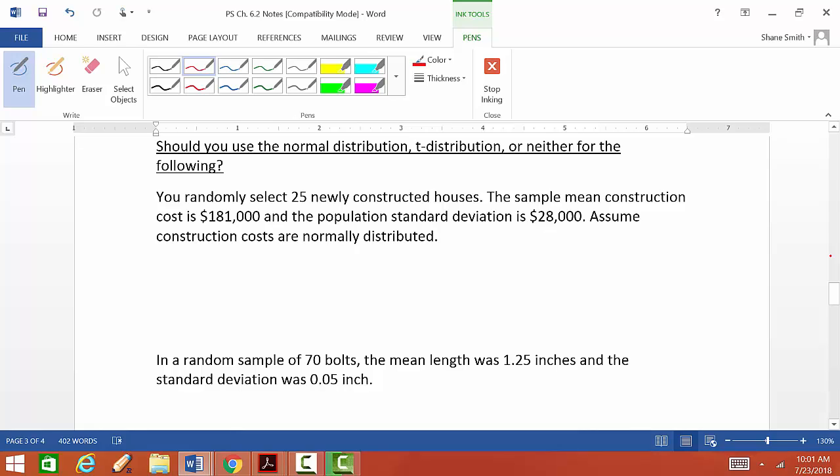Alright, so hopefully you did these on your own. So the first thing we look for is, is our sample size large enough, or is the population normally distributed? And we have 25 newly constructed houses, so our sample size is less than 30. However, it does say we can assume they're normally distributed, so we can move on. So we're moving on, and then we say, do we know the population standard deviation? Well, yes, we do. So this is a normal distribution.